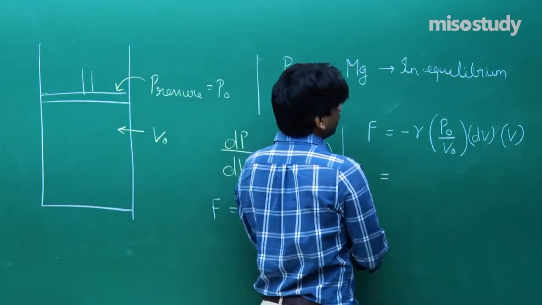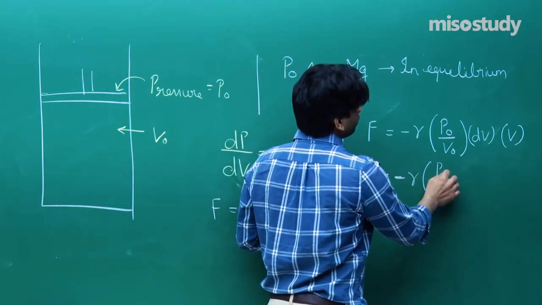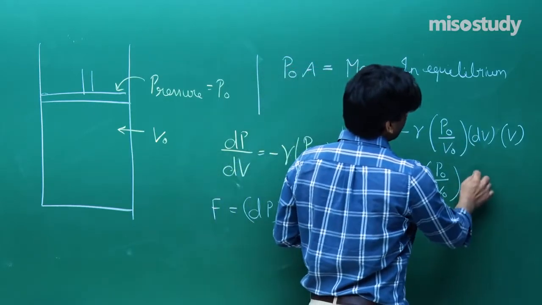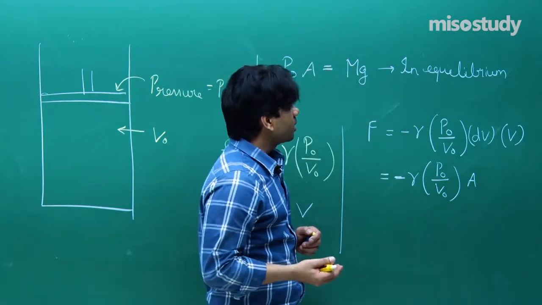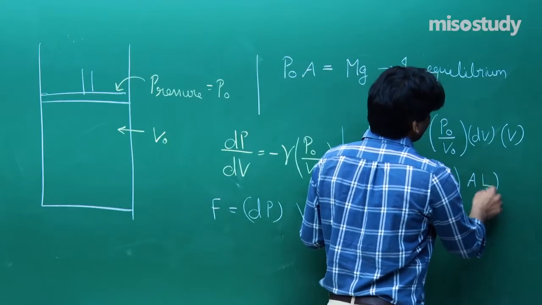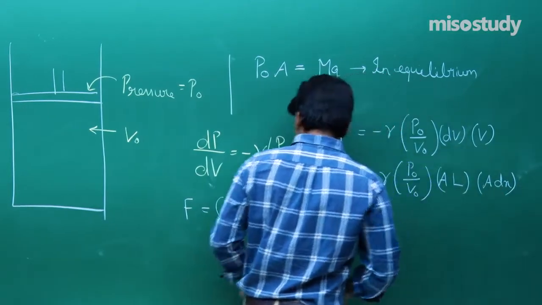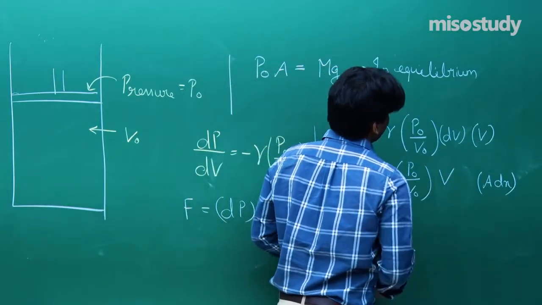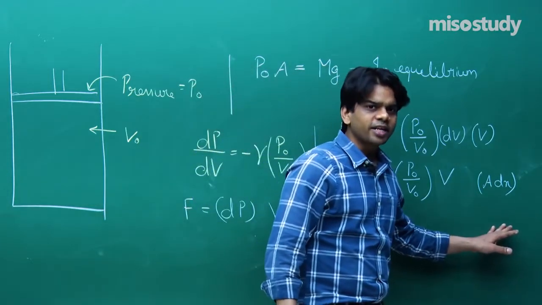So, finally, you will be getting this as minus gamma P0 by V0. dV will come out to be A into dx, and V will be equal to A into length L. That is what you can comment, because finally you will be getting dV as A into dx. Or let us keep it as V0, that is actually given. So, let us keep it as V. So, take note till here.